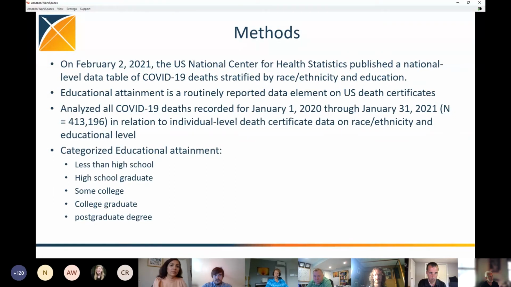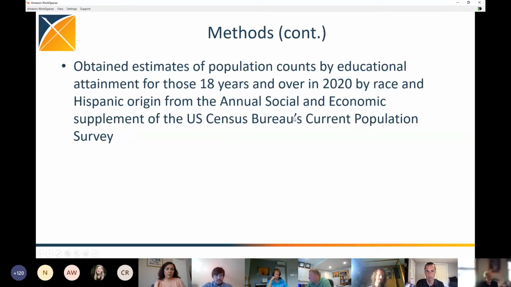They analyzed all the COVID-19 deaths, over 400,000 of them from that period of time, and looked at it by race, ethnicity, and educational level. And the educational levels they broke down were less than high school graduate, some college graduate, and postgraduate degree. The denominators they got from the U.S. Census Bureau, for 18-year-olds and over from 2020, with race and ethnic Hispanic origin.